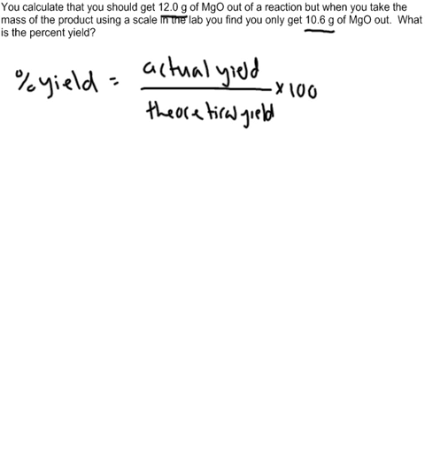So in this example, all you really need to do is differentiate between what is the theoretical yield and what's the actual yield. Keywords like calculate tell you that the theoretical yield is going to be the 12 grams, and other keywords like using the scale in the lab, this is more actual real life stuff, you only got 10.6 grams out. So most of these types of questions, when they're written this way, are just trying to pick out the right number to put in the right place.